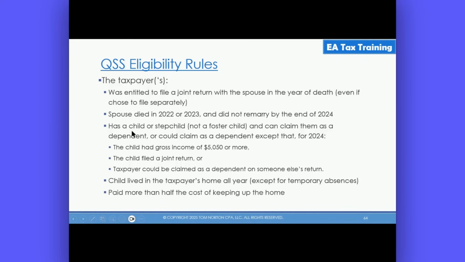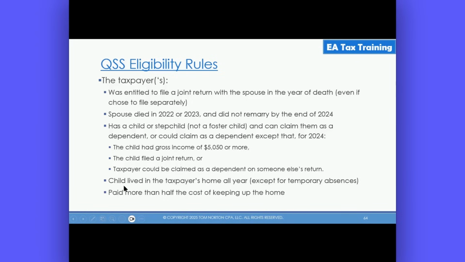Notice it has to be a child, so it can't be, for instance, a parent that they are claiming as a dependent. It has to actually be a child. And then there is this exception that says they could have claimed them as a dependent, but they weren't allowed to be for one of these reasons that is listed here. I wouldn't spend too much time worrying about that, just be generally familiar with it. The main thing to know here is that they had to have a child who is a dependent or qualified to be a dependent, except that they met one of these exceptions.